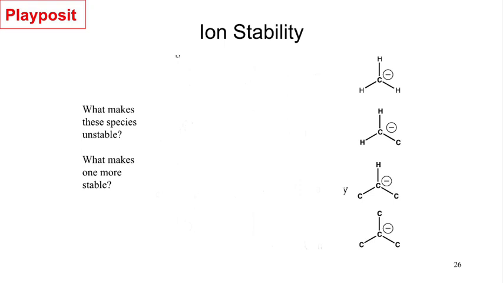What happens if we now switch to an anion? An anion, those carbons are now all negatively charged. Well, what makes an anion reactive? That it wants to give away electrons. It has too many electrons.